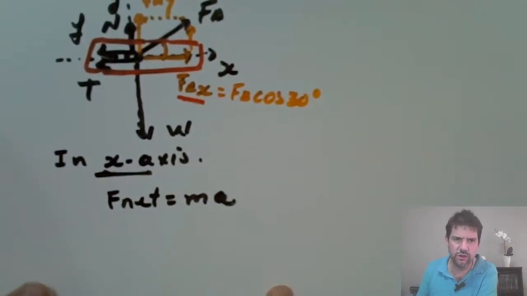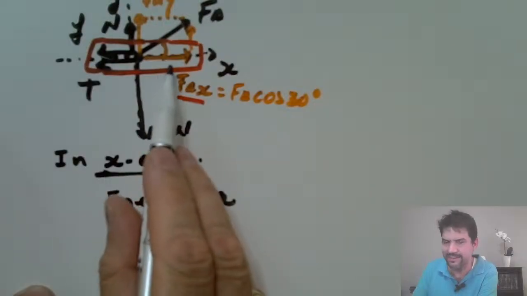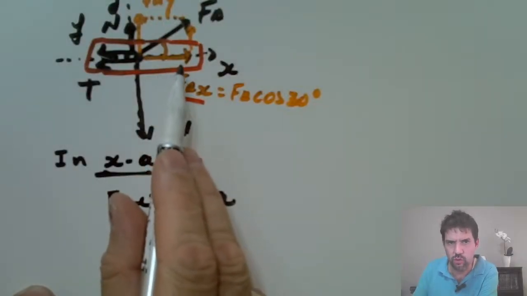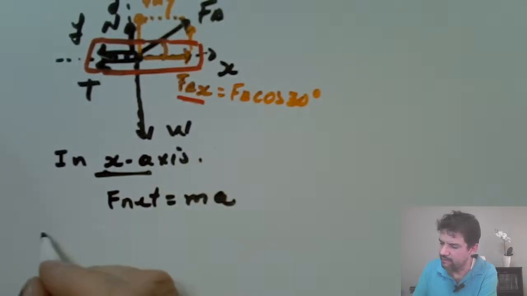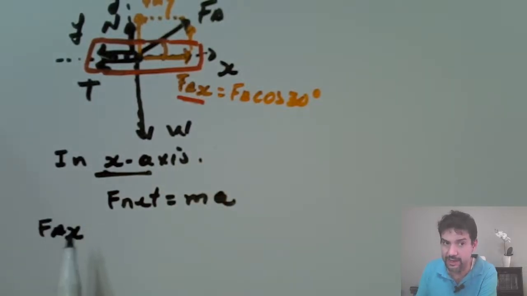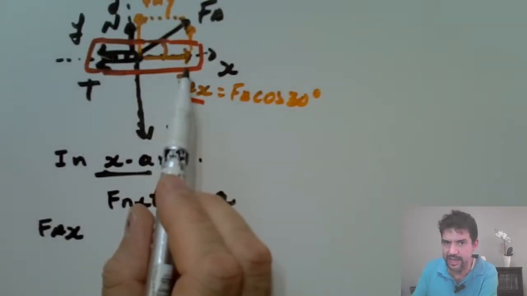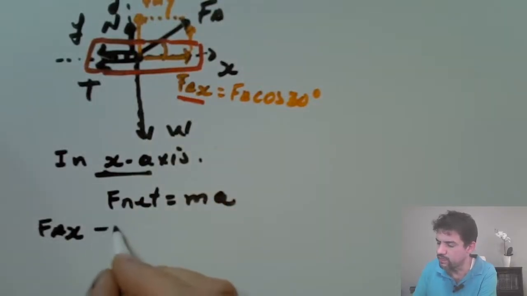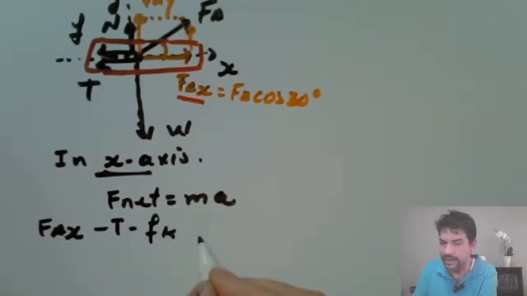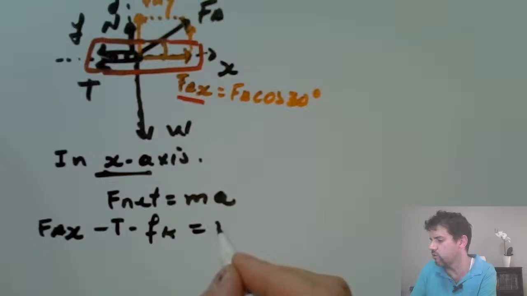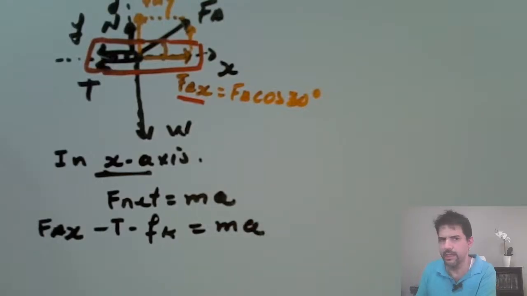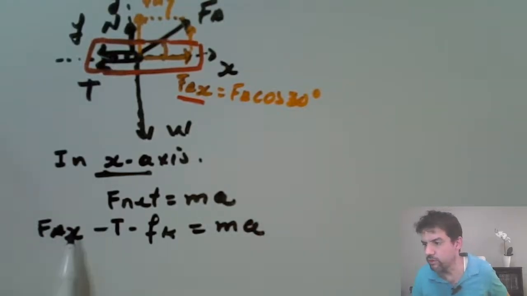That is Newton's second law, and you get a mark for just writing that one. We're working in x. So what forces do I have in x? I have the applied force in x. I have tension, which is negative. I have kinetic friction, which is negative, and all that is equal to ma. There we go. That is what we have here for this specific object.